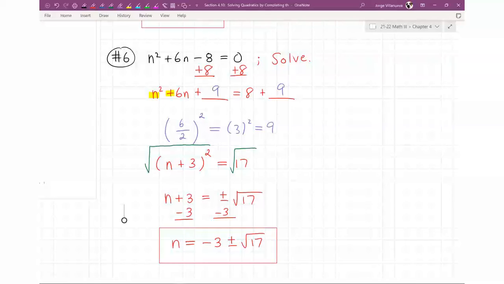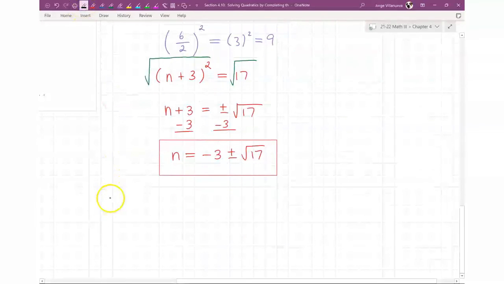You gotta move things over. You gotta find a brand new c by doing b over 2 squared, right? Once you do that, you gotta solve. But it's nothing super tricky. It's just some extra work. Okay. Let's do number 8, and then after that, you guys will just be responsible for all the odd ones since I've done all the even ones.